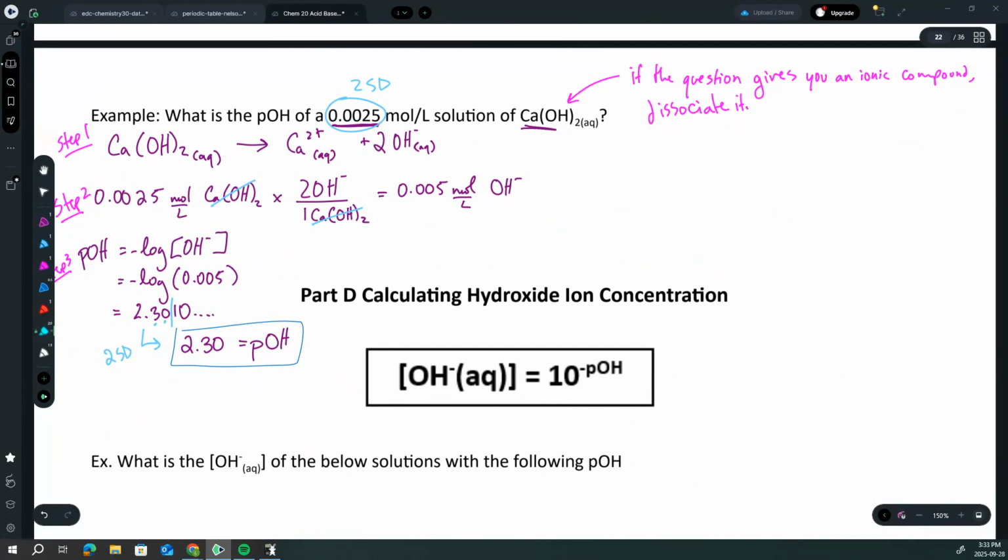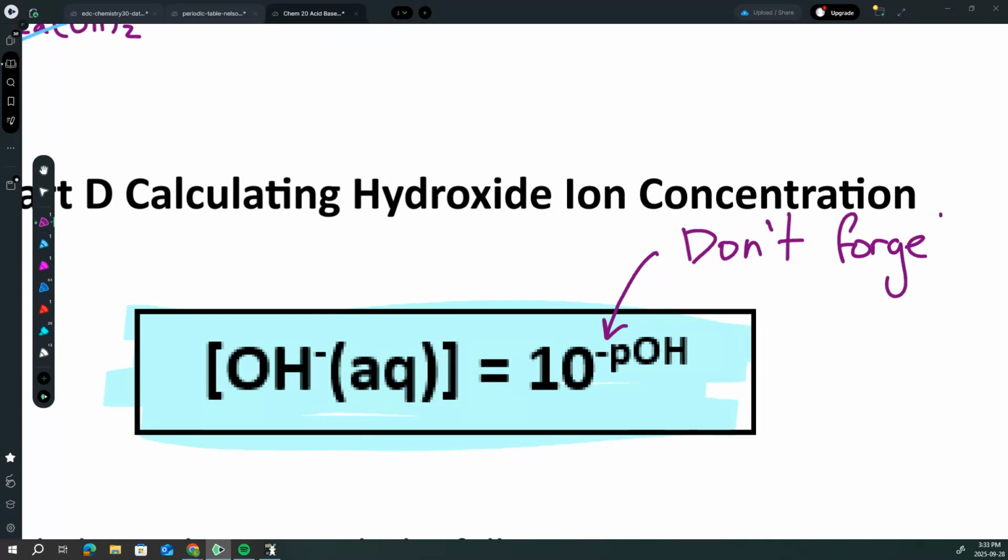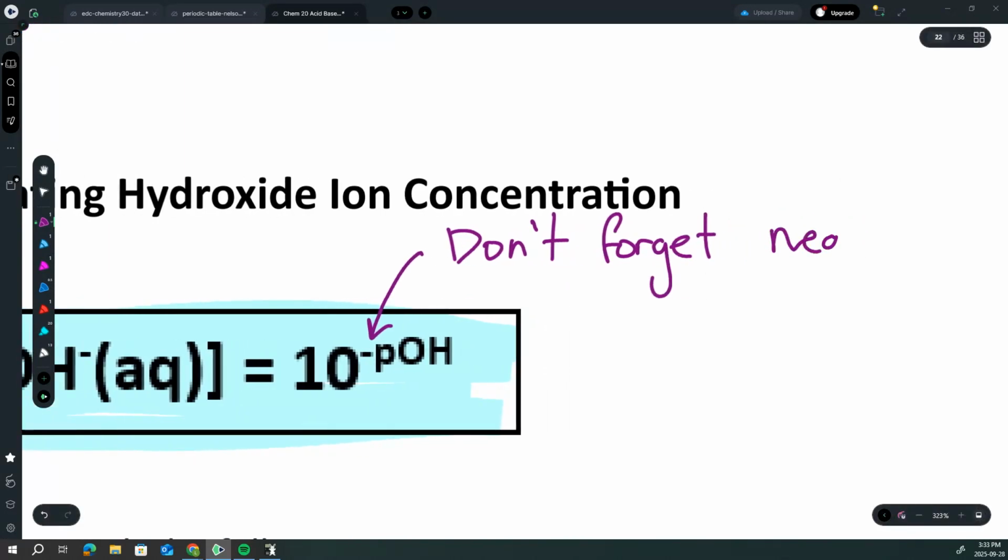Alright, next we're going to figure out how to calculate the concentration of hydroxide ions when we are given pOH. Same deal as when we were figuring out hydronium ion concentration from pH. Do not forget about this negative. It's very easy to forget. So if you're getting funky numbers, you probably forgot this negative here.